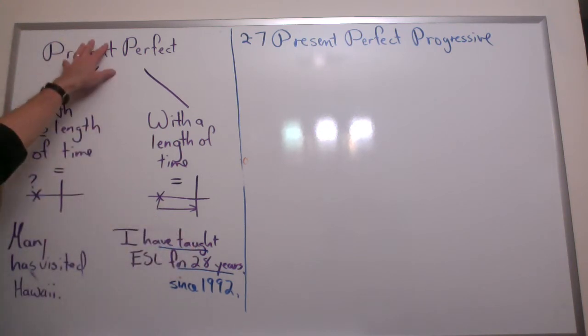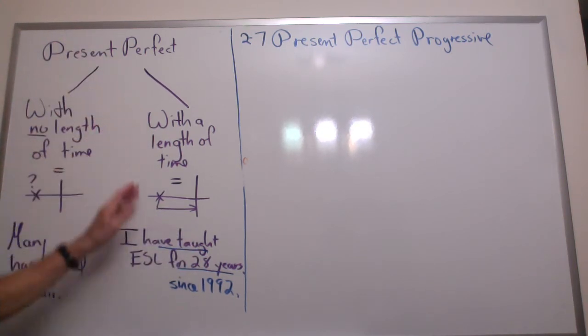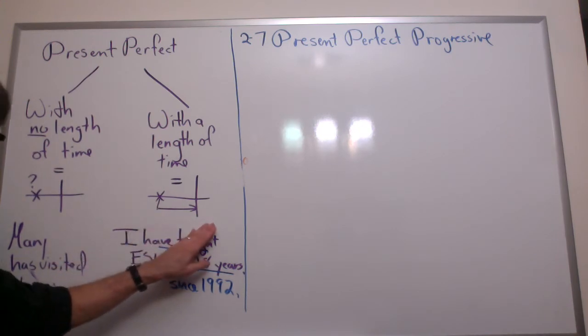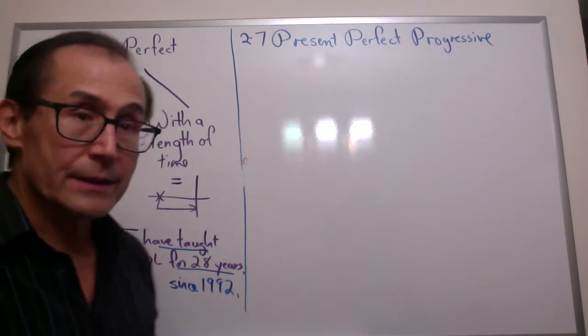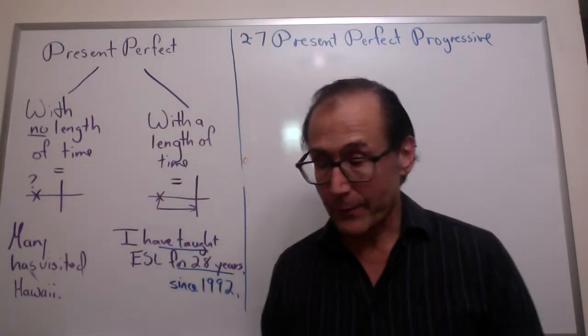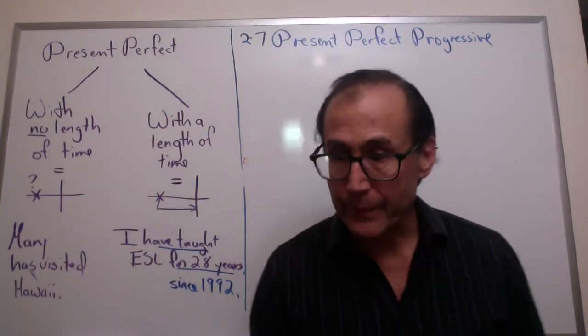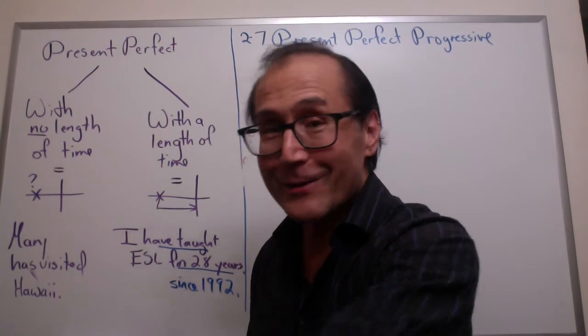So when I use present perfect with a length of time, it means it started in the past. It continues until now. If I use present perfect with no length of time, then it means it happened in the past, but the time is not clear, and it does not continue until now.